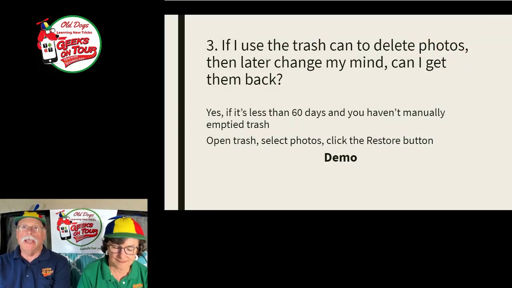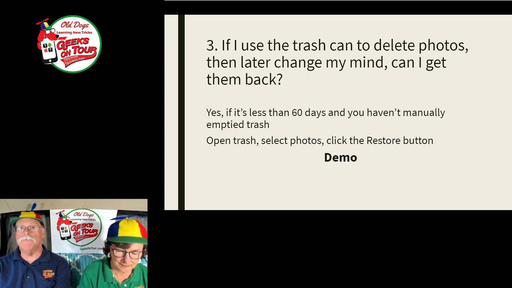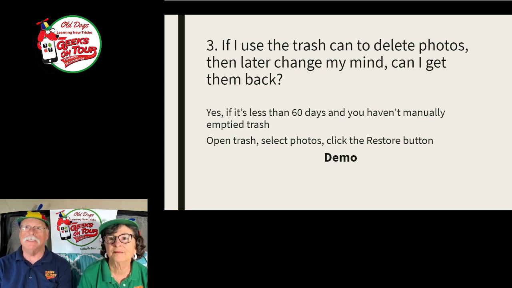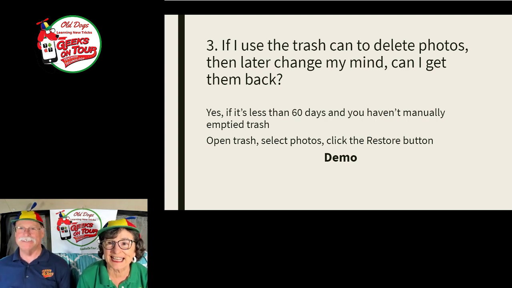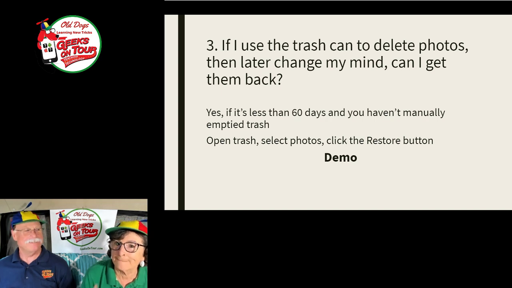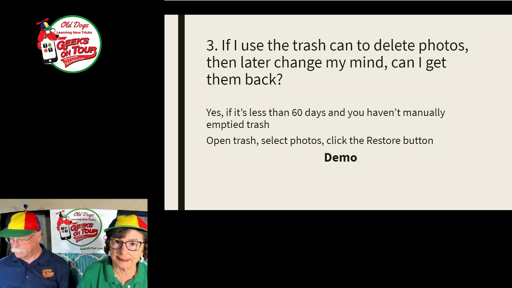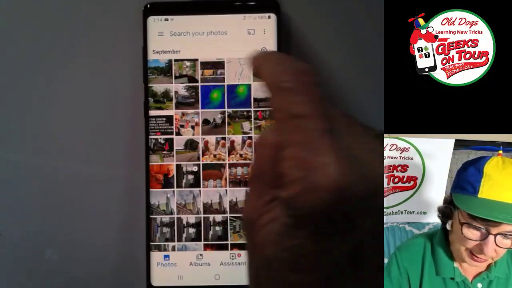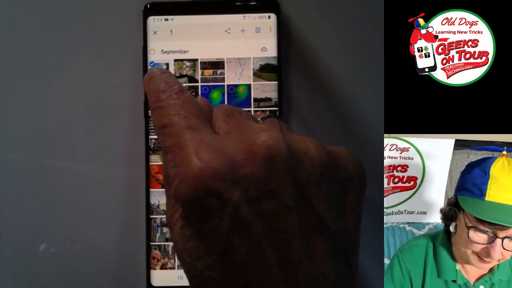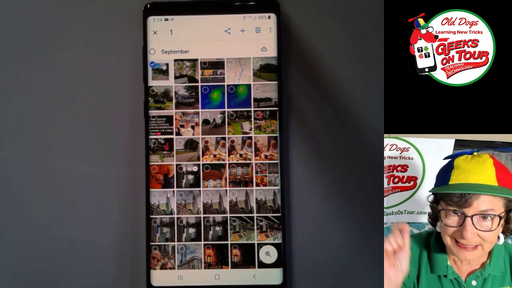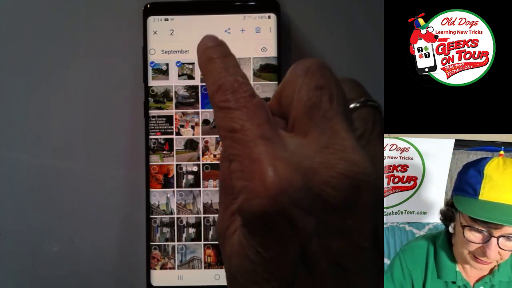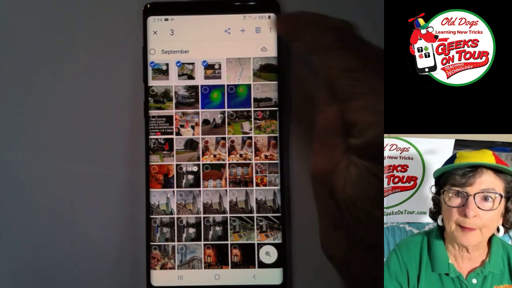If I use the trash can to delete photos, then later change my mind, can I get them back? Yes, if it has been less than 60 days and you haven't manually emptied the trash. And here's how you do it. I'm going to select that picture by long pressing on it until it gets a little check mark, and that picture and that picture. And I tap the trash can.